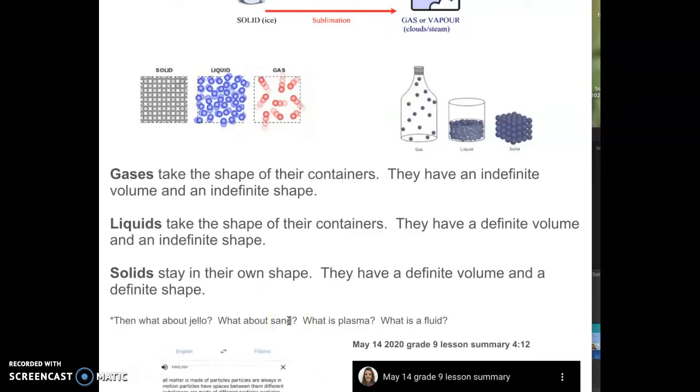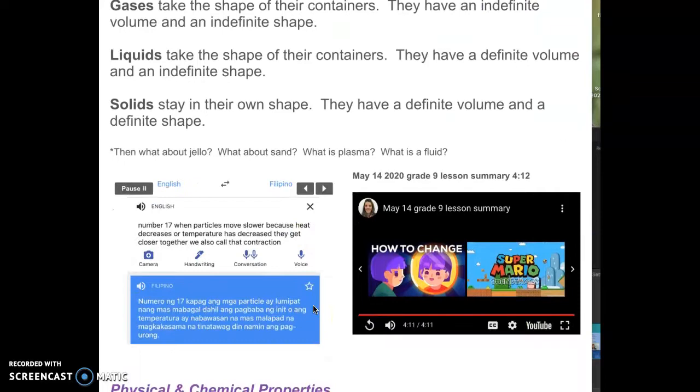So it doesn't really matter if you can pour it, but what is the actual particle? Is the particle of sand itself a solid? Yes. Okay.